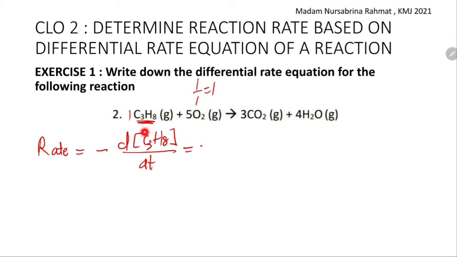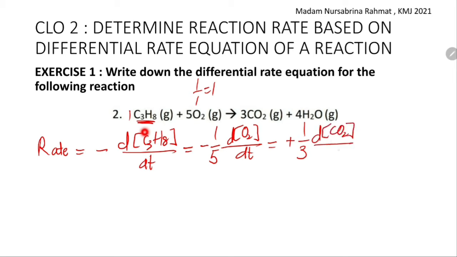Equals negative 1/5 dO2 over dt, equals positive 1/3 dCO2 over dt, equals positive 1/4 dH2O over dt. Alright, so it's very easy.